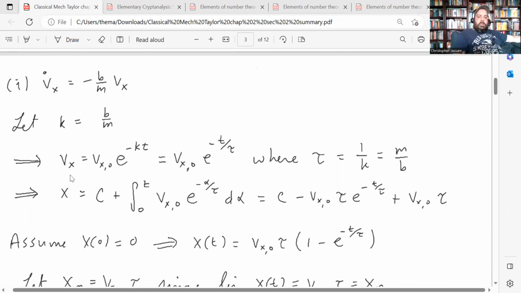vx is equal to the initial horizontal velocity, which we're calling v sub x comma 0, times the exponential factor e to the negative kt. And then he also introduces this factor of tau, which he'll explain more why this is important later on. So tau is defined to be 1 over k, which is the same thing as m over b, because we define k to be b over m.